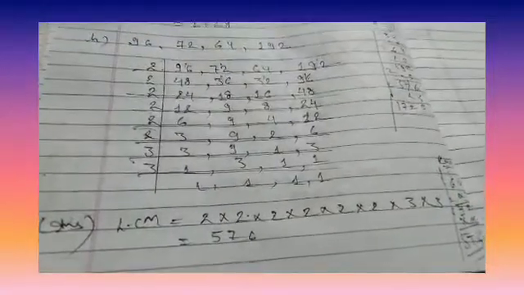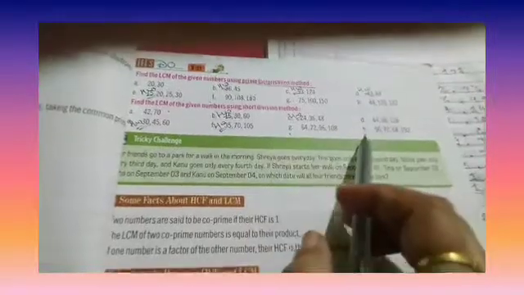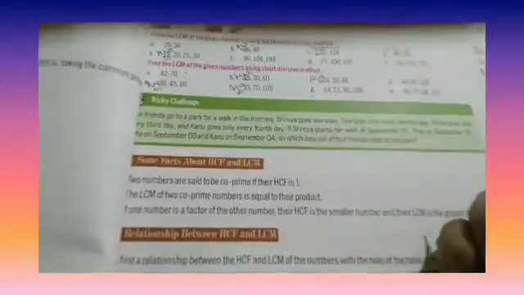Okay children, so we have done part A, part G, part H and D. Now parts B, C, E and F are for homework, and you have to do homework in your homework copy. So complete your classwork as well as homework.